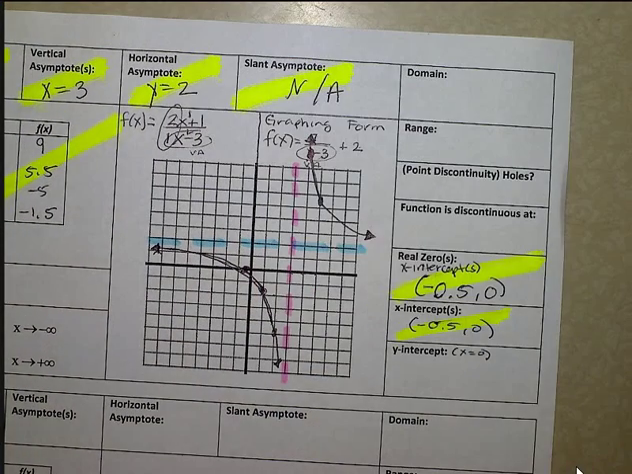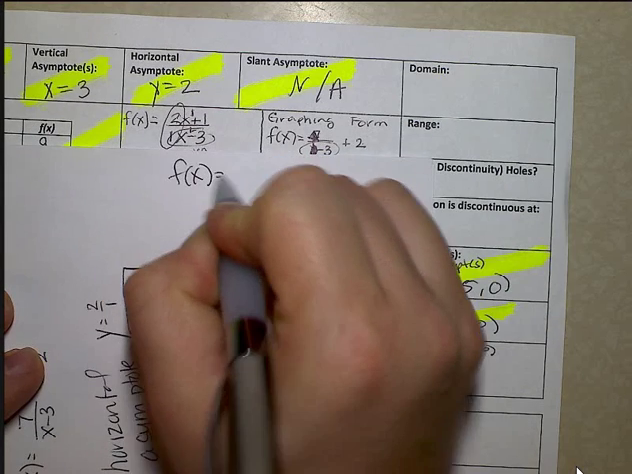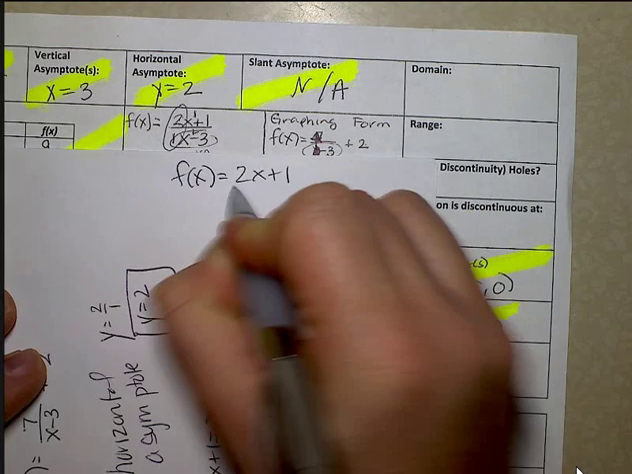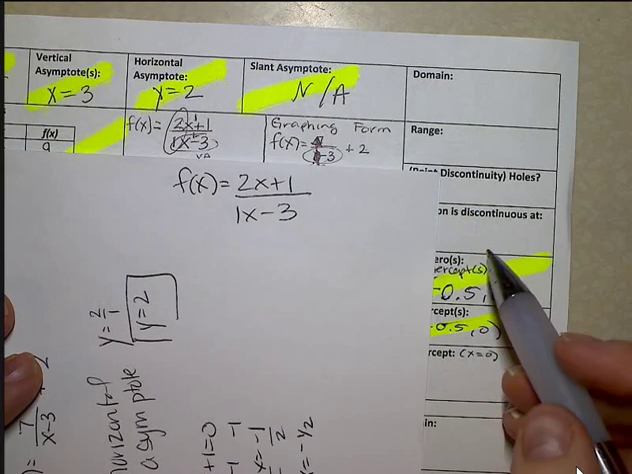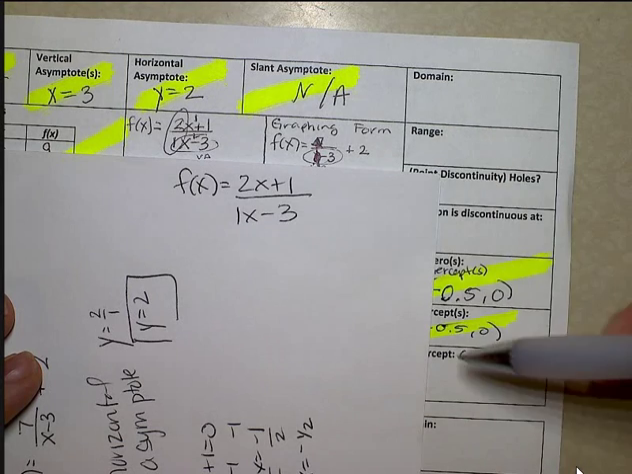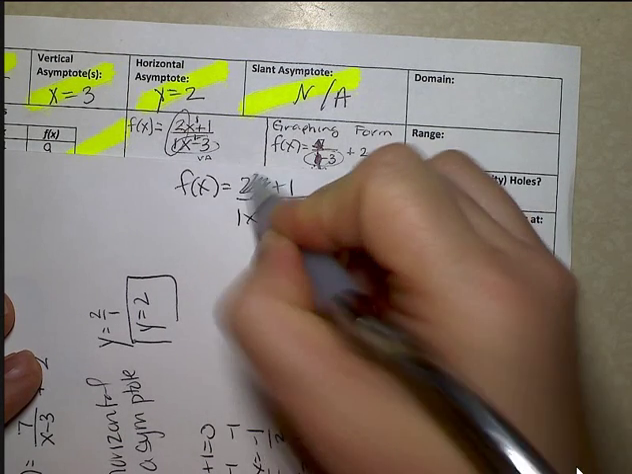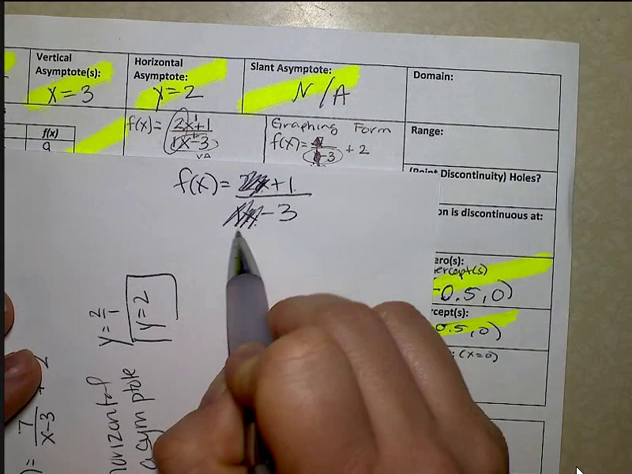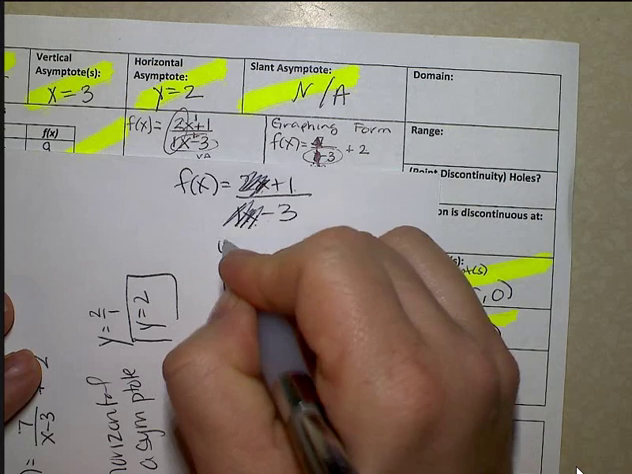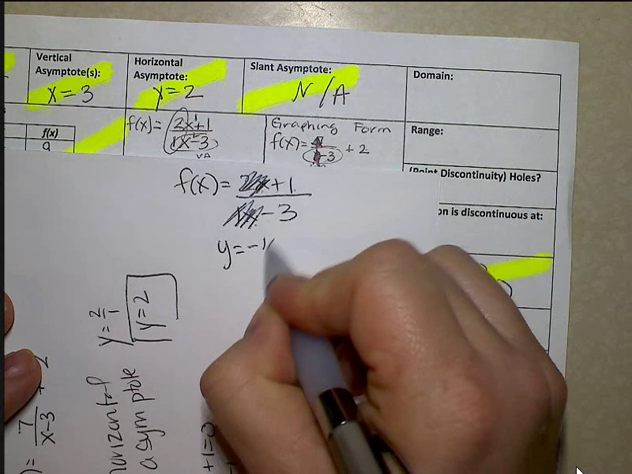Remember, they're equivalent forms. So I'm going to write f of x equals, which is the same as y, 2x plus 1 over 1x minus 3. Again, y-intercept, good morning Gilbert, with the y-intercept x will equal 0. So 2 times 0 is 0. 1 times 0 is 0. 0 plus 1 divided by 0 minus 3. That means that the y-intercept occurs at negative 1/3.